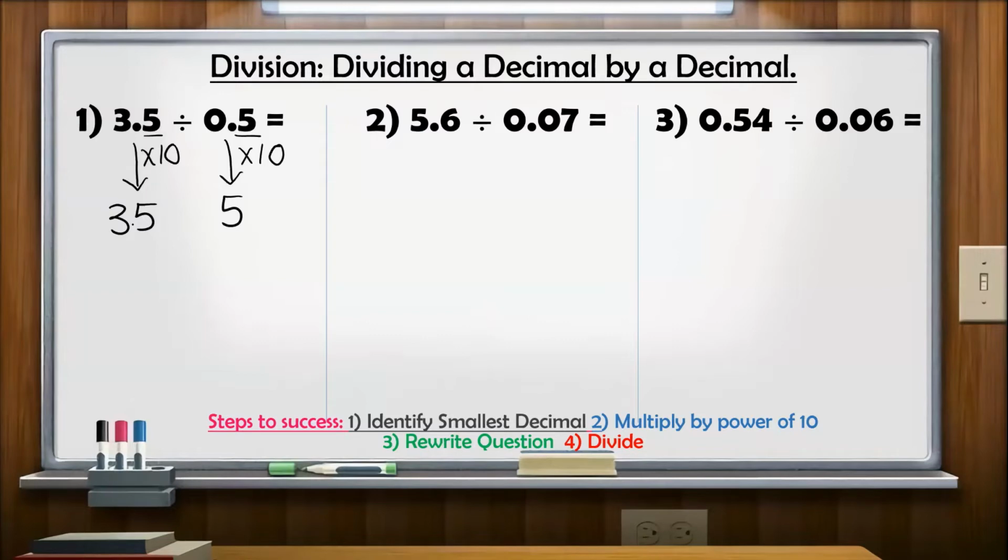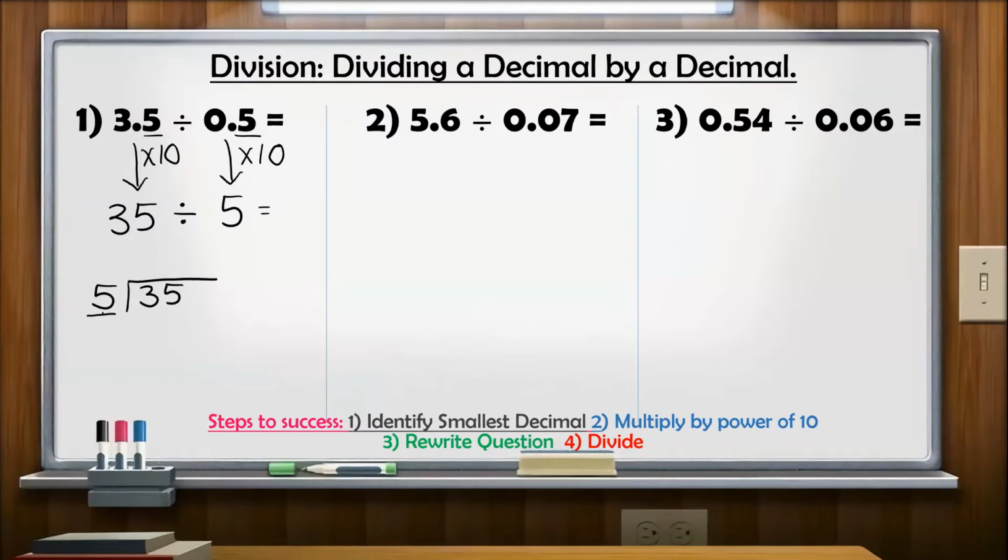Step 3 requires me to rewrite the question. So instead of having 3.5 divided by 0.5, I now have 35 divided by 5. And that is step 3 complete. Step 4 requires me to divide. So I'm going to draw out my bus stop. And on the inside, I will place my dividend of 35. And on the outside, I will place my divisor of 5.